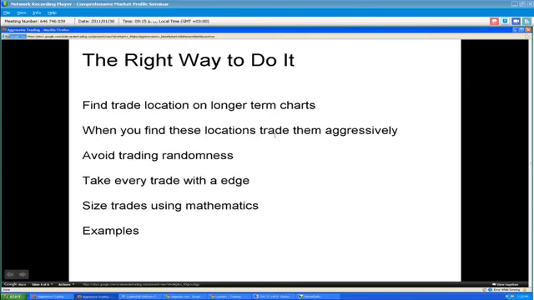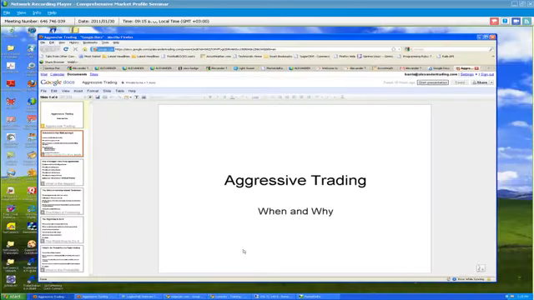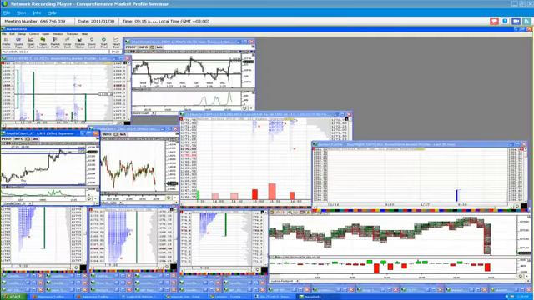Okay, so I want to do some examples here of how to find good trade locations and how to decide to trade them aggressively and what it means to trade them aggressively. Okay, so let's go find a good market to trade. And I think we'll start with gold, because gold is sort of interesting right now. And there were some good gold trades last week. So let me go find my gold chart.